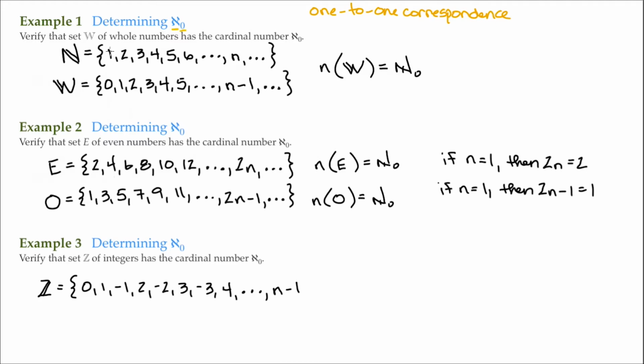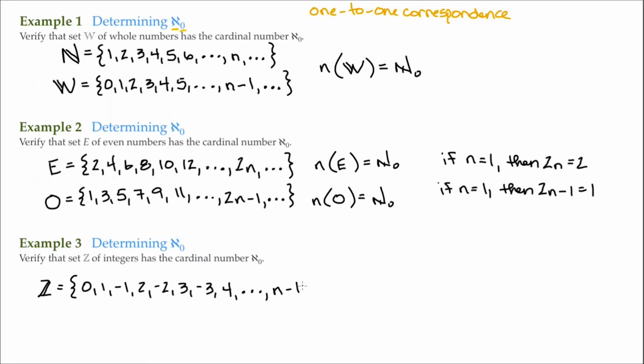So when n is 1, the smallest counting number, 1 minus 1 is 0. When I use 2, 2 minus 1 is 1. So far so good. When I use 3, 3 minus 1 is 2. So I skipped over the negative 1 here. When I use 4, 4 minus 1 is 3. So if I use n minus 1, I'm going to miss out on all my negatives here.